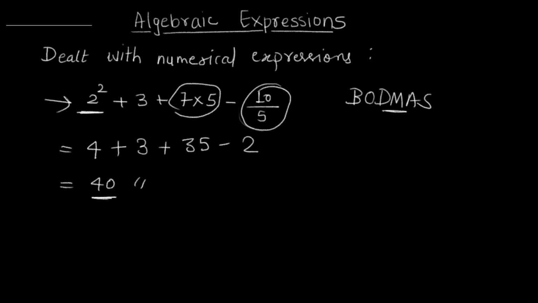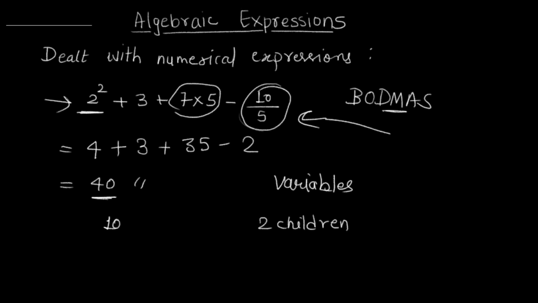Okay, but what if I add variables in an expression like this one? Okay, so what are variables? Why do we need variables? Now for example, if your mother bought chocolates, let's say 10 chocolates she has bought, and you and your sibling, that is there are two children. Okay, two children are there and 10 chocolates we have.